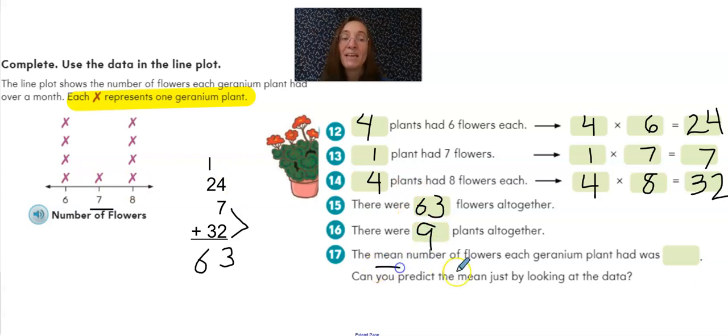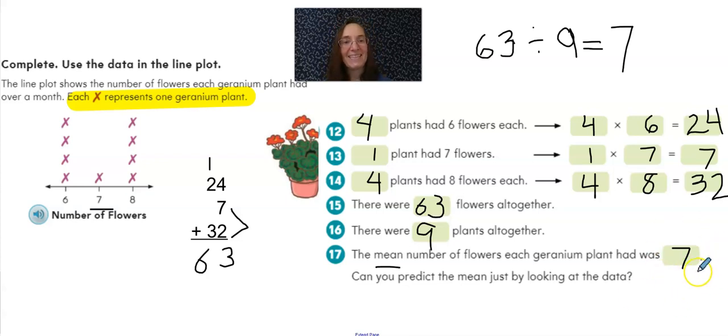So now what is the mean number of flowers each geranium plant had? That's as if we picked all 63 flowers and then passed them out evenly to all 9 plants. And I happen to know that 63 divided by 9 equals 7, because 9 times 7 equals 63. So the mean, or the average number of flowers per plant in this month, is 7. And then they ask an interesting question down here. Can you predict the mean just by looking at the data? I just did all the math, but let's take a look at the actual line plot over here.